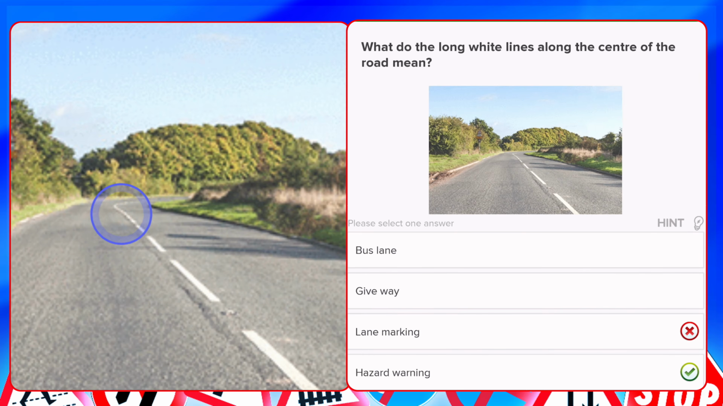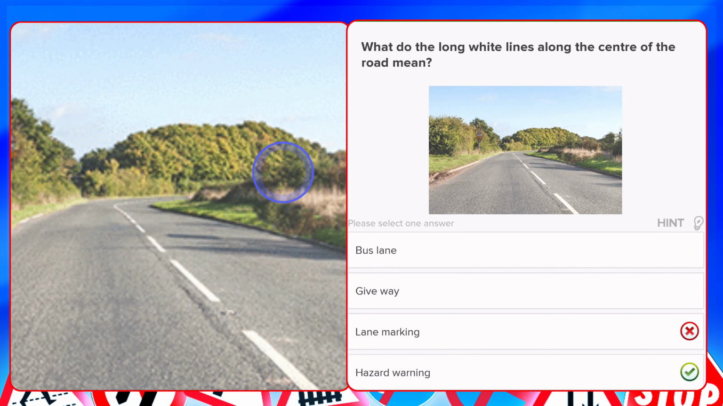As you can see from this image, these are the hazard lines. And if you look in the distance, you've got the bend coming up. So obviously it's highlighting the bend. And the common question on the theory test, what do the long white lines along the center of the road mean? The correct answer is hazard warning lines. The common answer that pupils go for is lane markings. So just remember, long lines, short gap, hazard warnings.